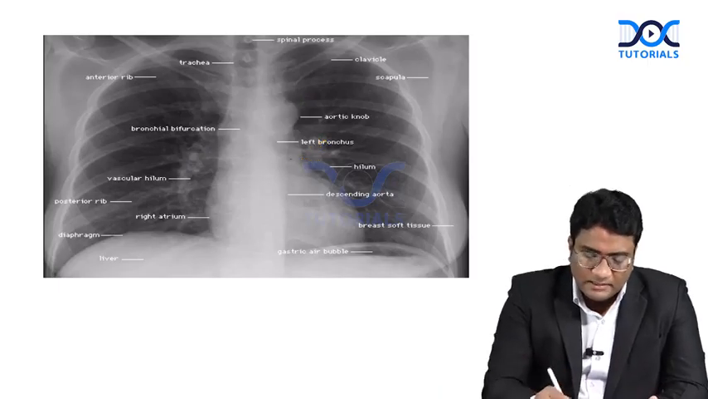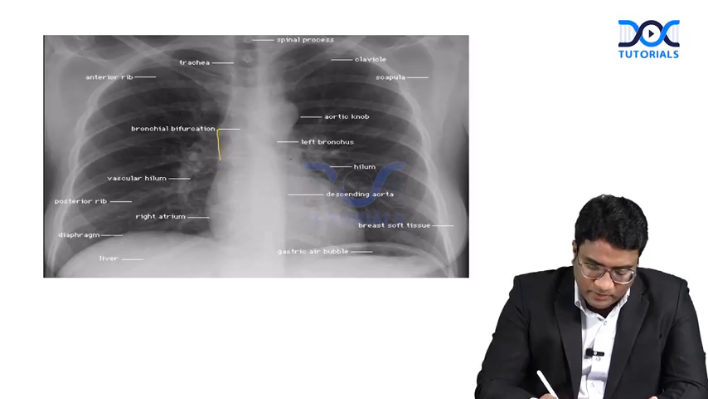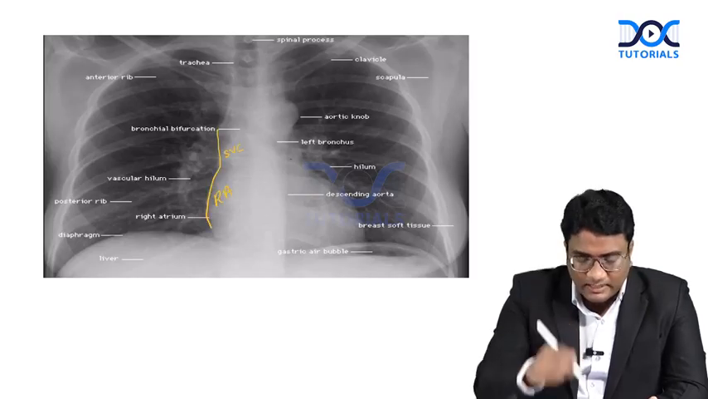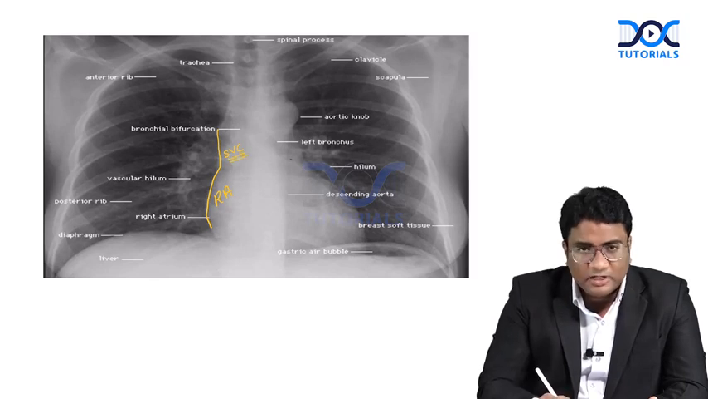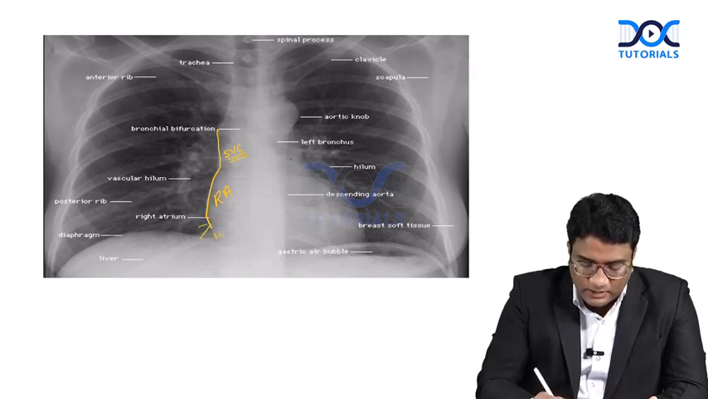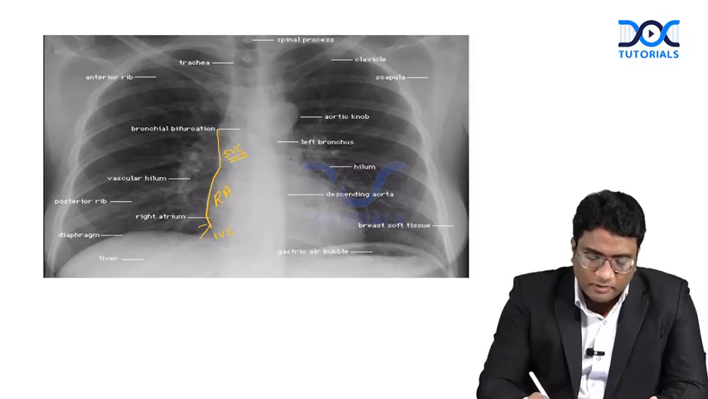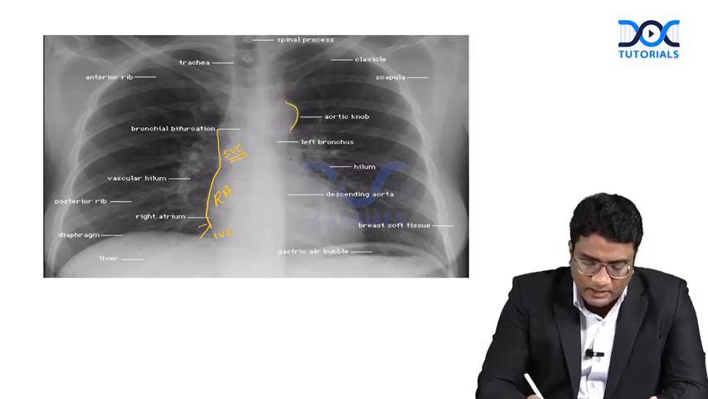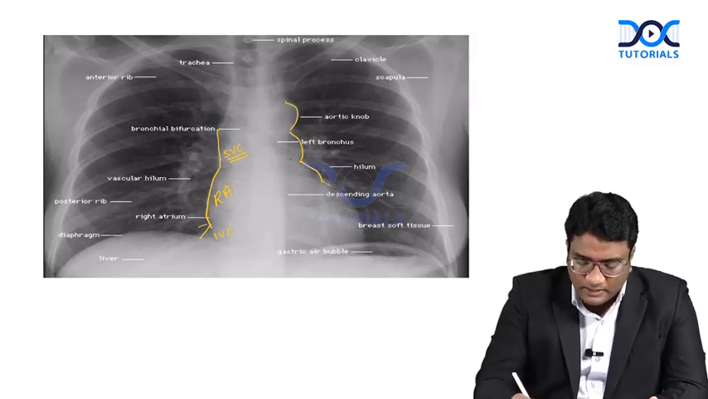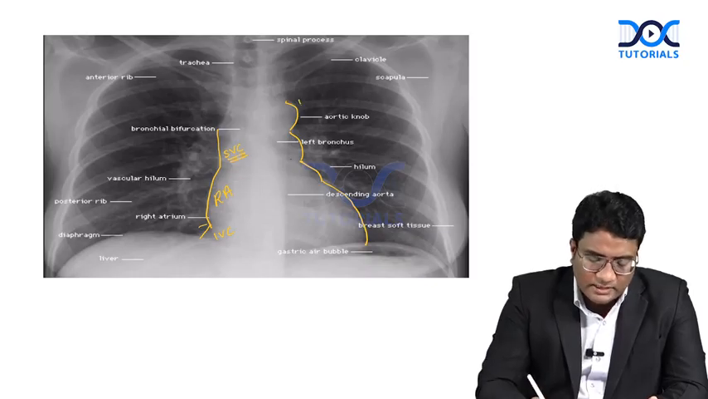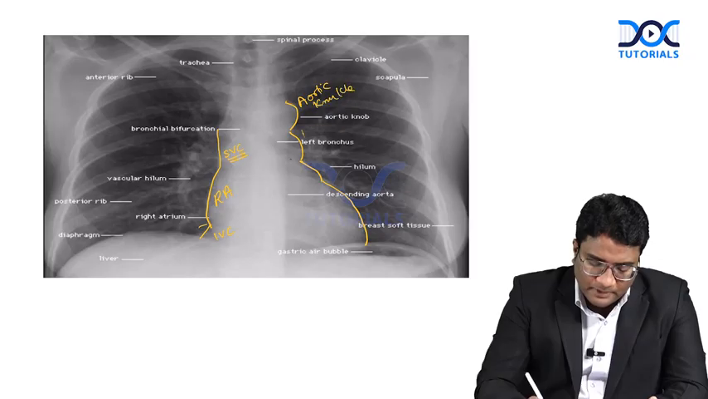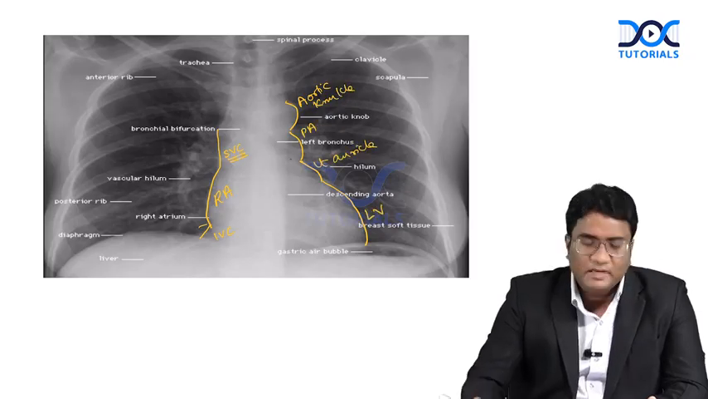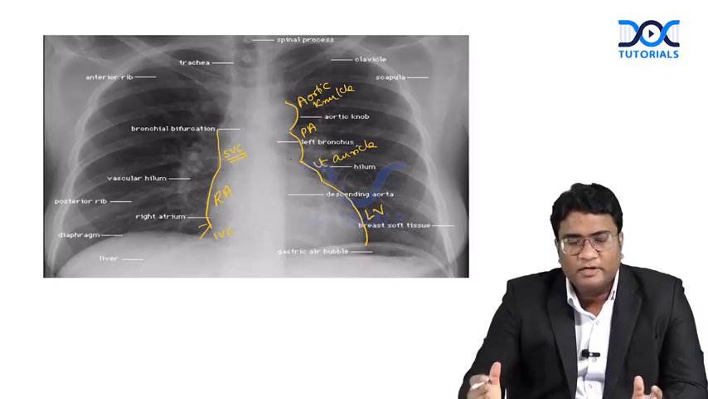Then look at the heart: the right heart border, the superior vena cava, the right atrium. The straight line here is the superior vena cava. Once it starts bulging out, that is the right atrium. Lower down, you see the inferior vena cava. On the left heart border, you're seeing the aortic knuckle, the pulmonary artery, the left auricle, and the left ventricle. So this is your right heart border and left heart border.